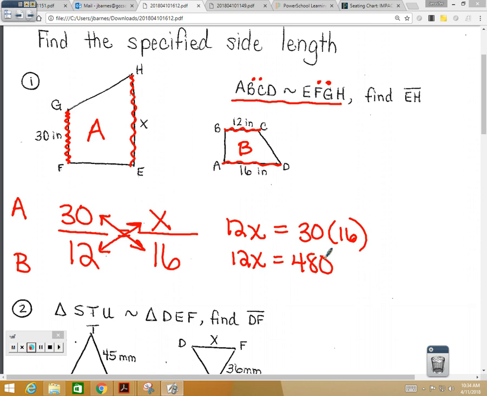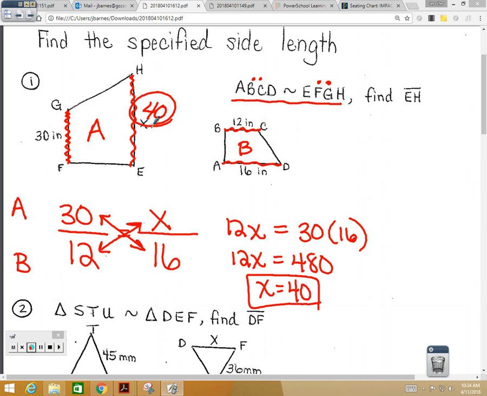What is my second step after I multiply those? Divide. So 480 divided by 12. 480 divided by 12 is what? 40. And that is my answer. So the missing side right here is 40. And that is how we find a missing side in similar shapes.